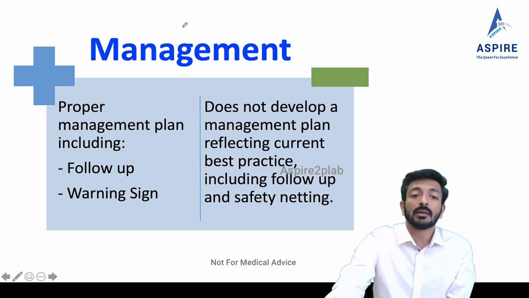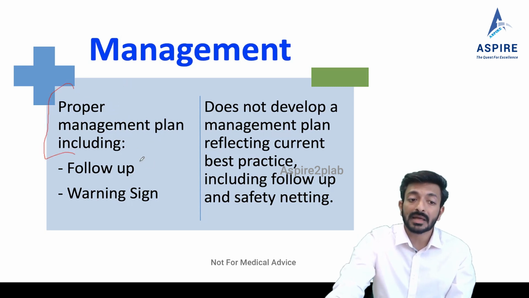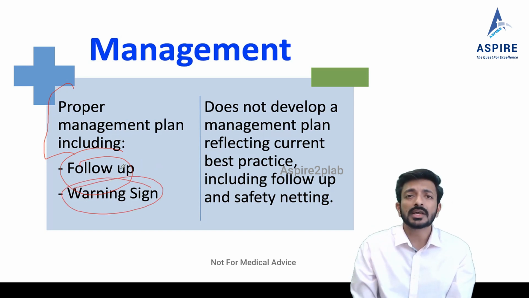Management, we have got a column of management as well. What does it mean? Management is proper management plan we have to make. Proper management plan includes follow-up and warning sign. These two things are very, very important. Everything has been taken from the GMC website. It's authentic. Proper management plan includes follow-up. Always whenever you do the things, you follow up the patient and you tell them the warning sign.